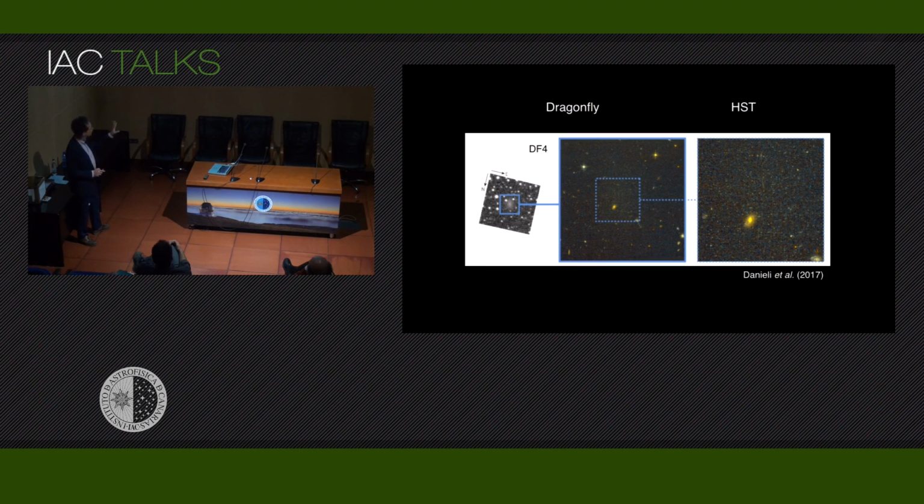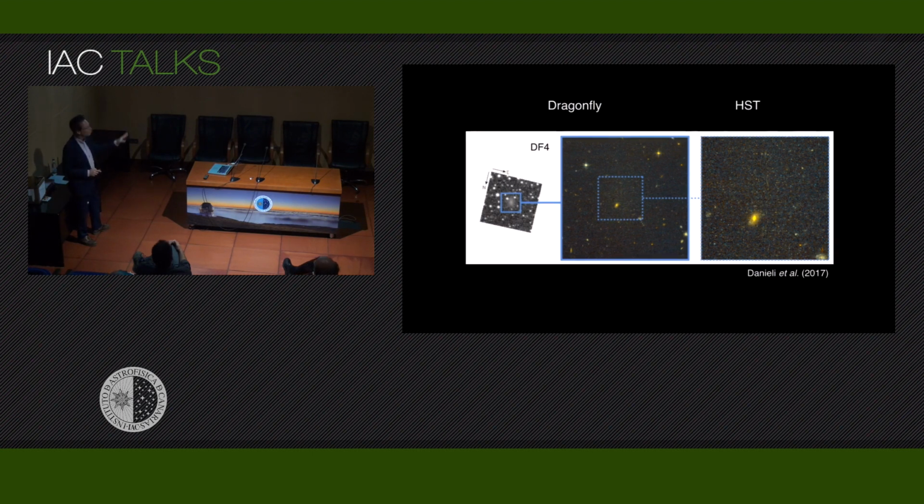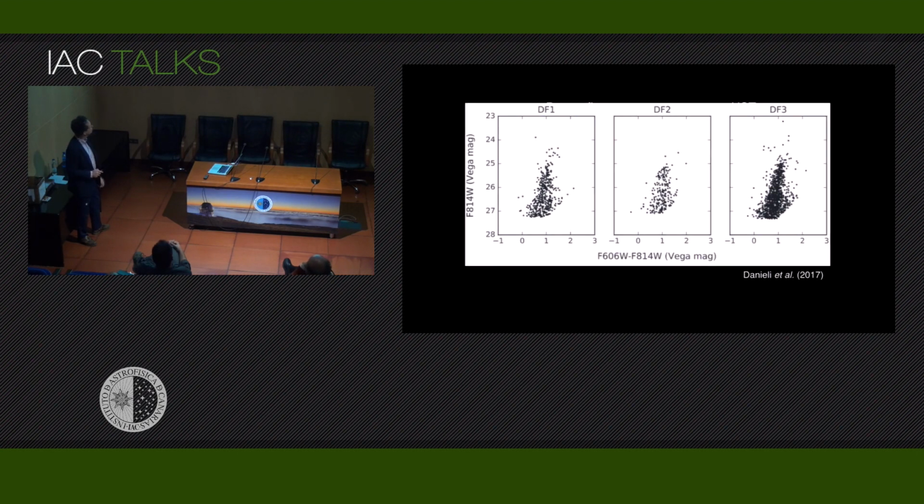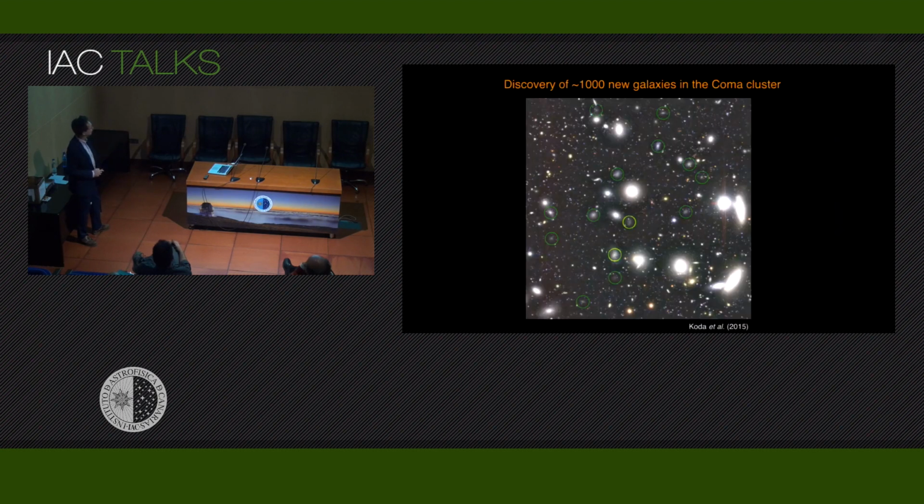And again, this is COMA, and this is HST. If you go beyond that, you will not be able to resolve these types of populations. Now, thanks to HST, they could confirm that indeed the tip of the red giant branch is at something like 7 megaparsec, and therefore these galaxies do belong to COMA. They are not along the line of sight.